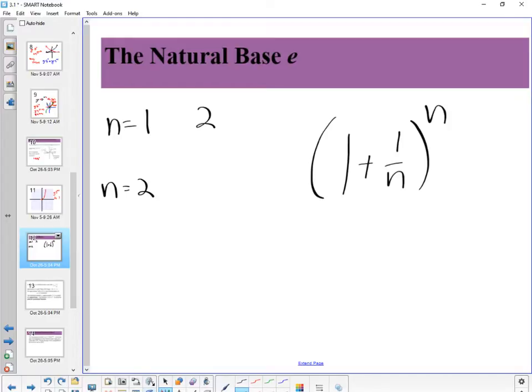I want to make n bigger and bigger and bigger. 3 halves to the second is 2.25. Can someone confirm that? Okay. What if n was 3? Someone please do the work. 2.37037. 2.37 is good. Okay.